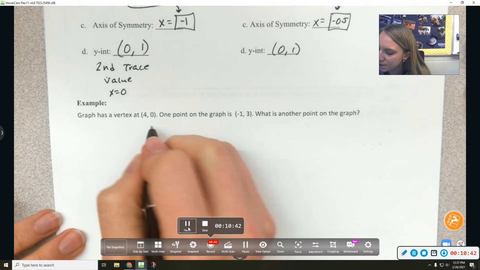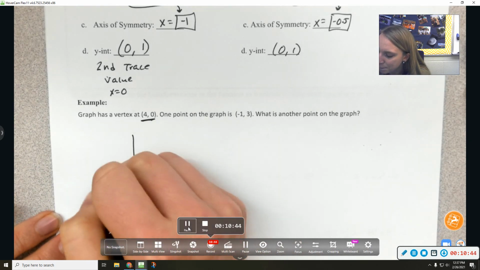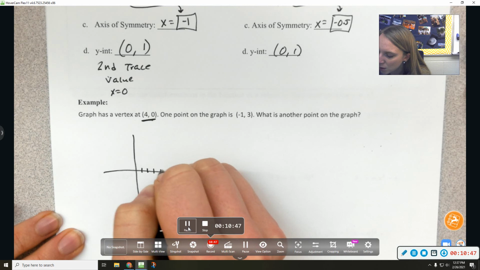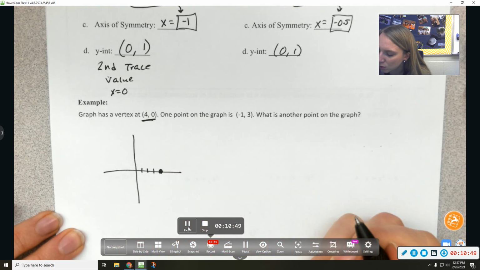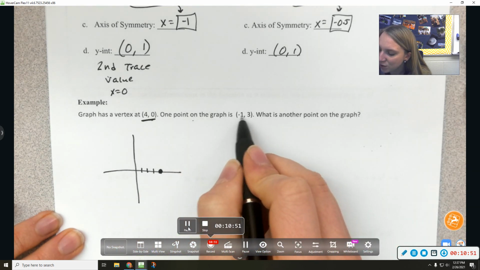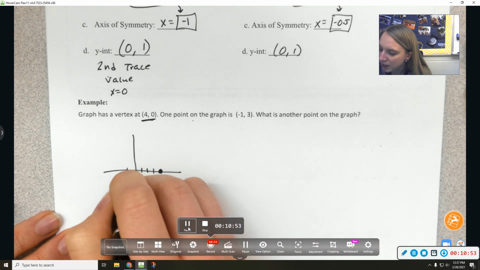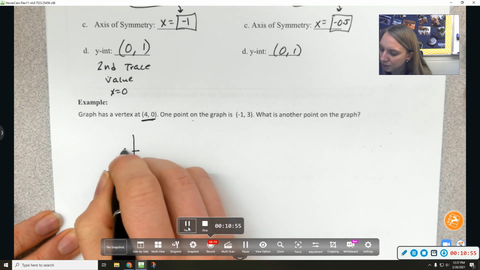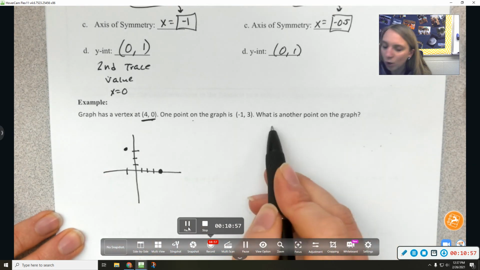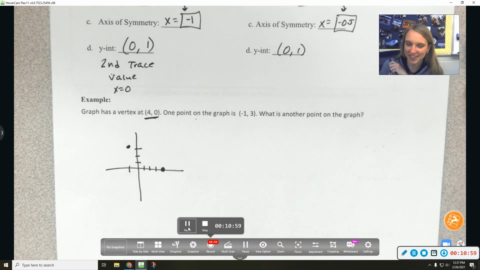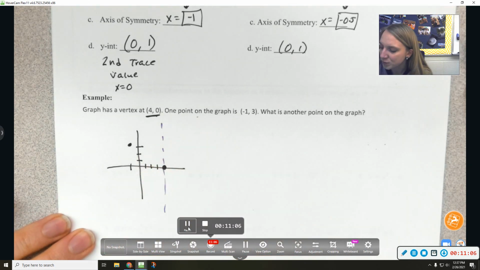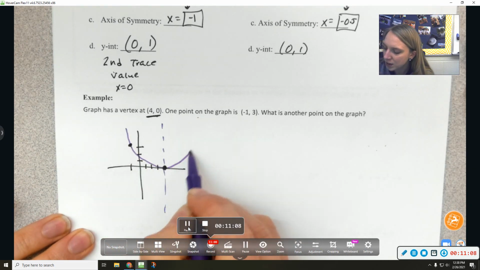A graph has a vertex at 4, 0. Over 4, up 0. One point on the graph is negative 1, 3. Negative 1, up 1, 2, 3. What is another point on the graph? I think this might be like a bonus one, or it's on your test. This is my vertex, so I know I'm going to have a parabola, something kind of like this. They want to know what's this point reflected over here.